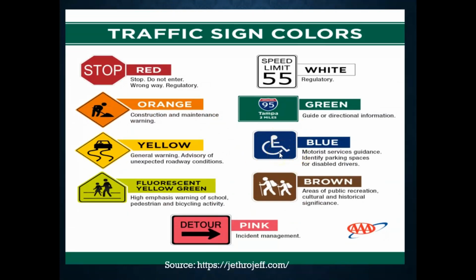Then we have the brown. This shows the area of public recreation, cultural or historical significance. Then if you see some of these traffic signs in brown color, then we have pink, which is really not that common, but yes, it is, which shows for incident management.